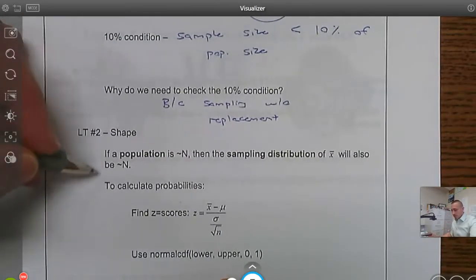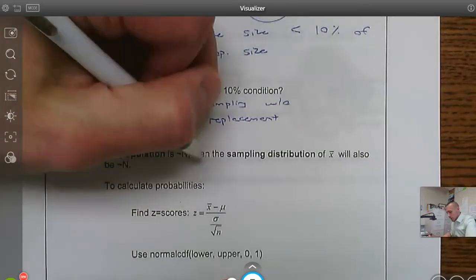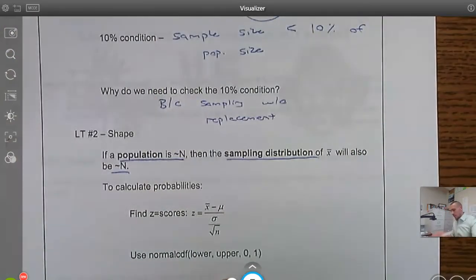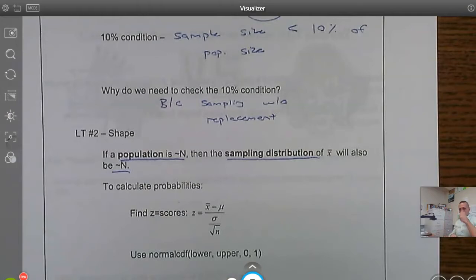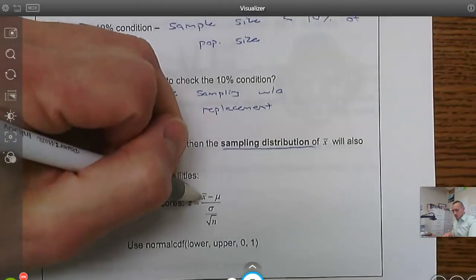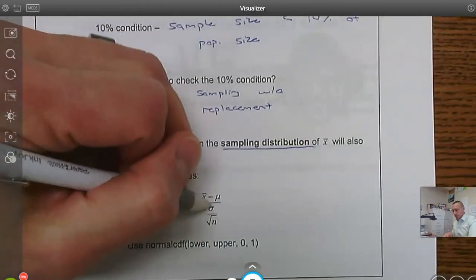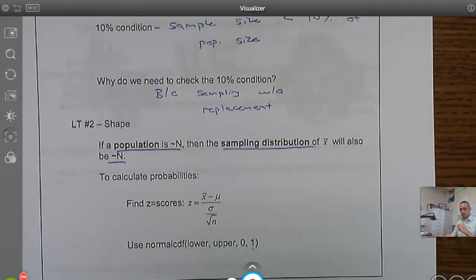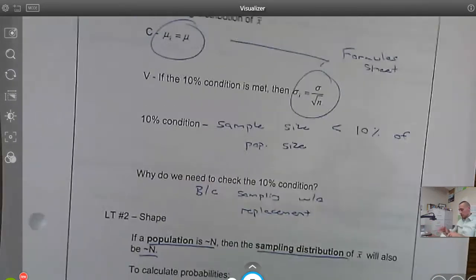All right, shape. We just talked about this on the previous page and with the applet. If the population is approximately normal, then the sampling distribution will be approximately normal. Z-scores, just your statistic minus your mean divided by your standard deviation, and then using normal CDF. Excuse me, don't use the shortcut. Make sure you're always using the standard normal curve, the 0 and 1. All right, let's go to the next page.